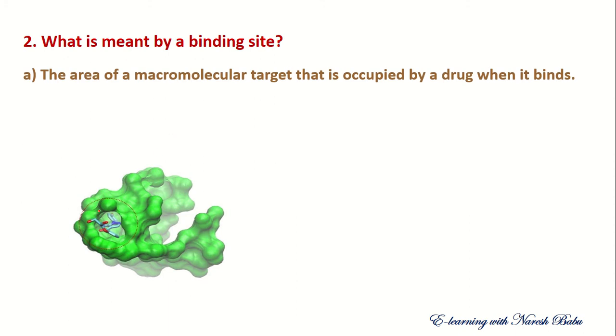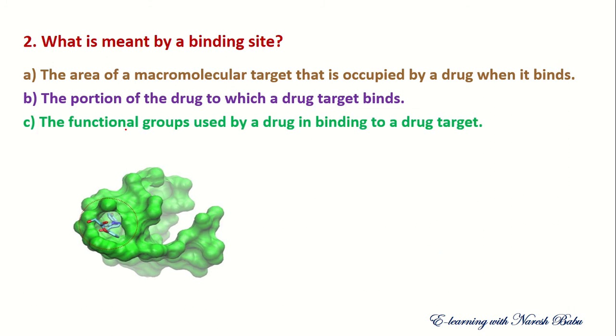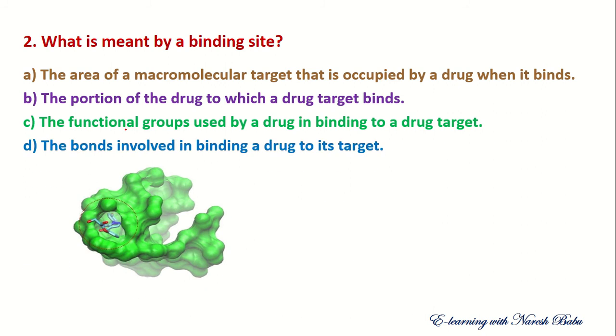If you observe in this picture, it is a macromolecule. In this macromolecule, the pocket or active site where the drug is binding is what we call the binding site. See the options given for this question. A, the area of a macromolecular target that is occupied by a drug when it binds. B, the portion of a drug to which a drug target binds. C, the functional groups used by a drug in binding to a drug target. And D, the bonds involved in binding a drug to its target.